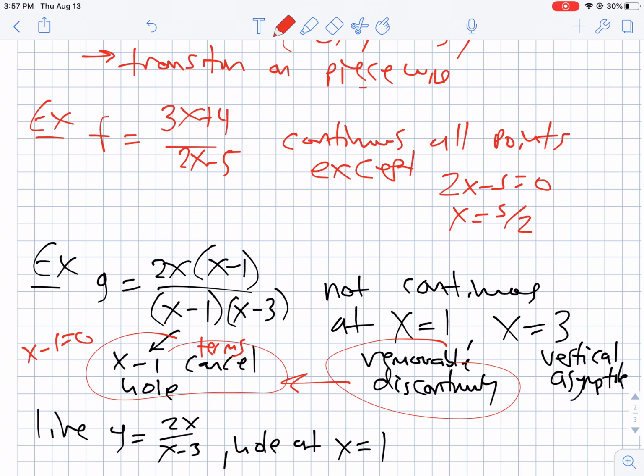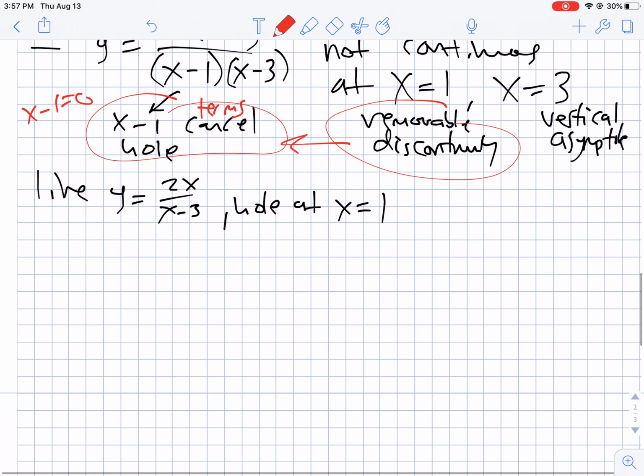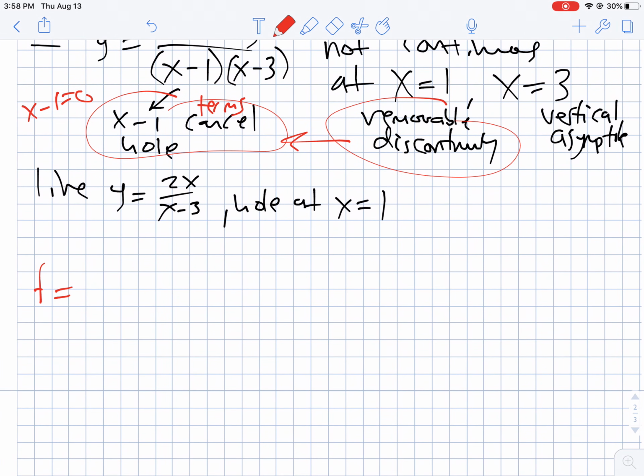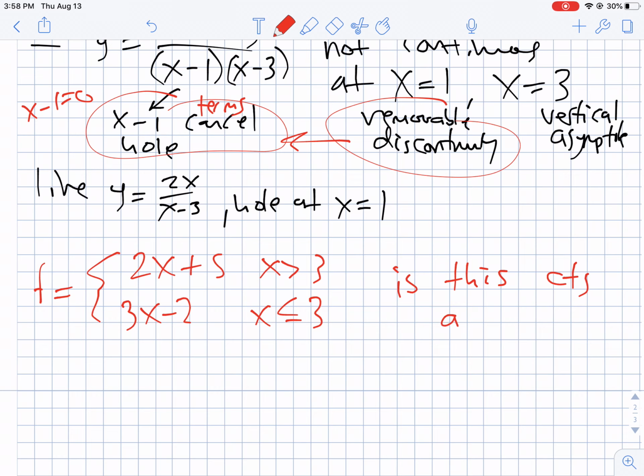Okay, so let's look at a piecewise function, for example, because this is something interesting. So say we have 2x plus 5 when x is bigger than 3, and say 3x minus 2 when x is less than or equal to 3. And I might ask, is this function continuous at x equals 3? Okay, and then I'm going to ask you to go ahead and do this.